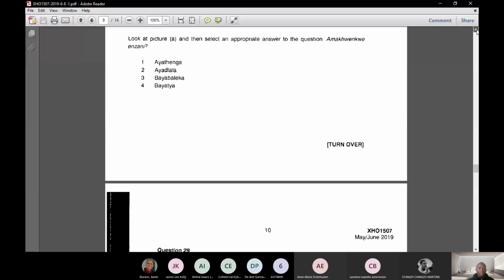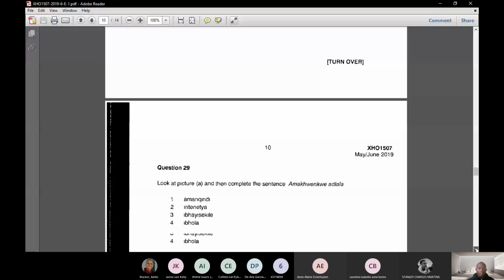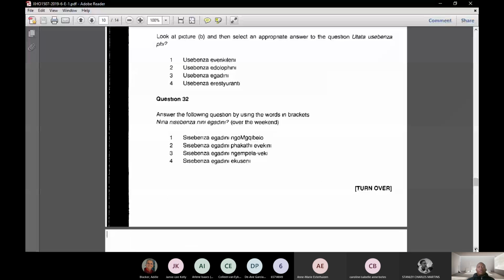So we are all going with number 3. Number 3 is correct. So the correct answer for 31 is number 3. Egadini, in the garden.